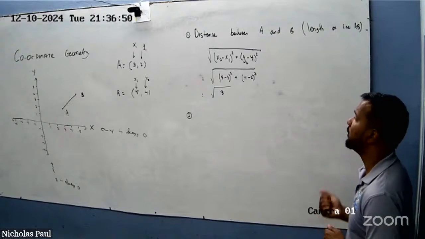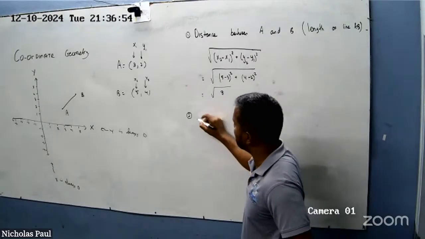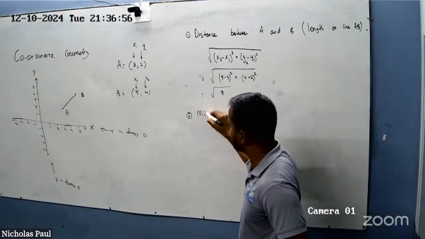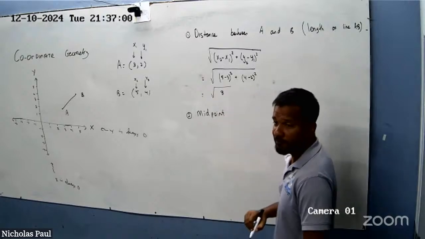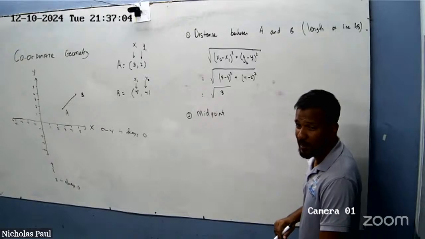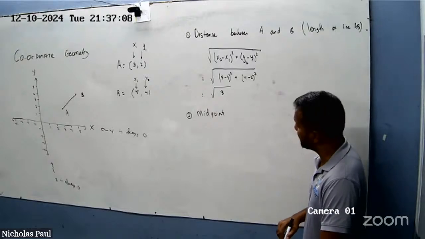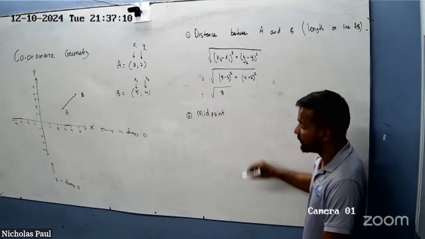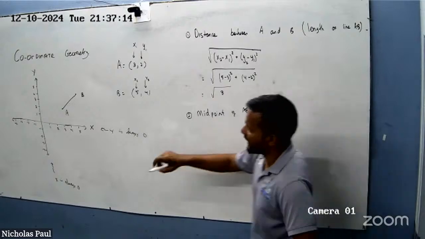Number 2, the next thing that we need to be able to do with that same line is find the midpoint. Anybody can guess how to get the midpoint? Alex, any guess? How could I get the midpoint of AB? Well, I want to get the middle here, right?